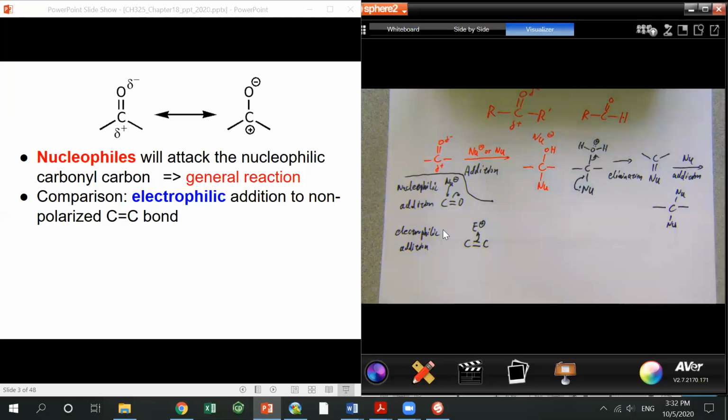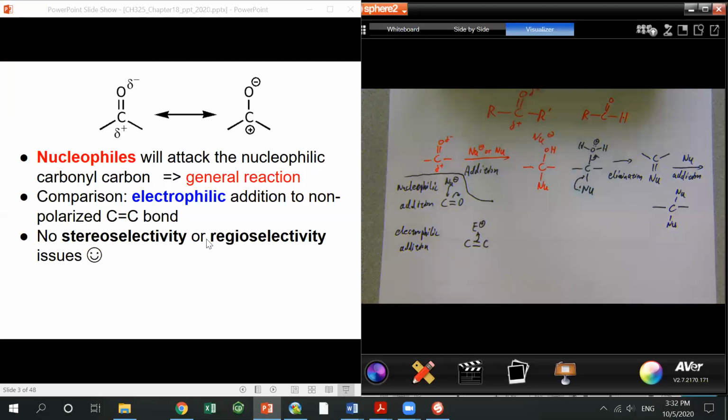Between all these differences, the good thing for this chapter is that aldehydes and ketones already have a planar structure, so the nucleophile can attack from the top or from the bottom. That means no stereoselectivity. You don't need to worry about anti-addition or syn addition. Another good thing for you guys is there's also no regioselectivity.